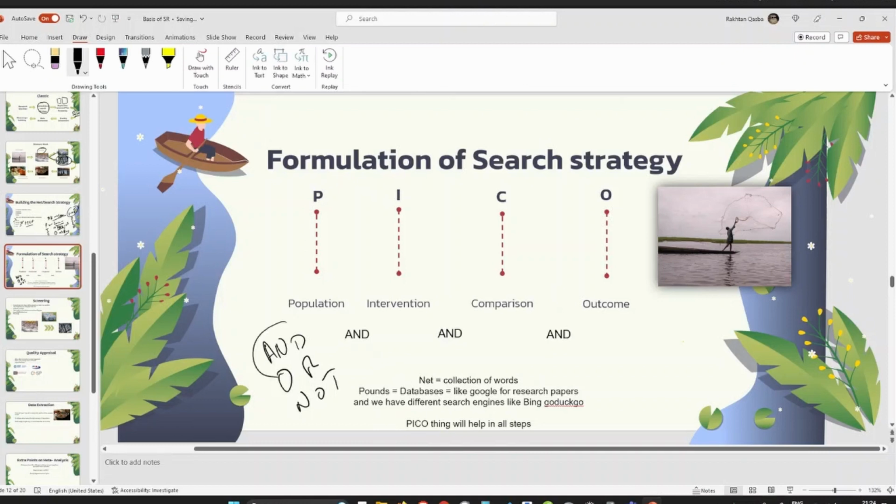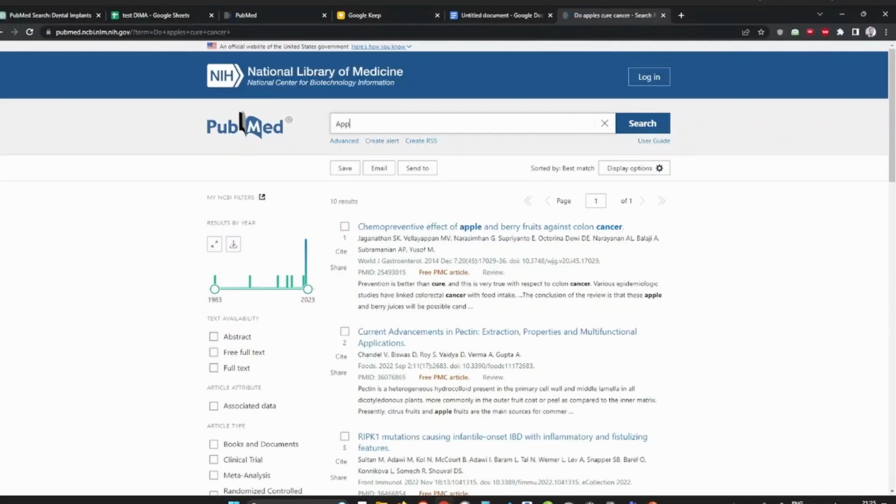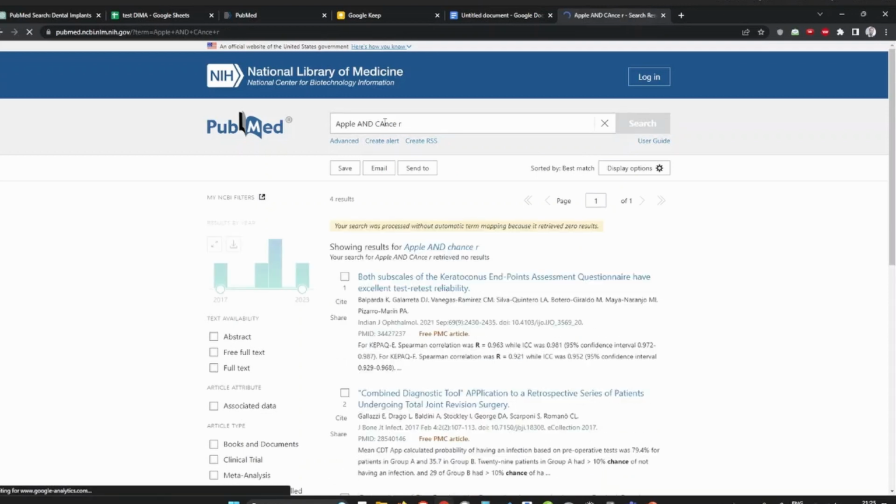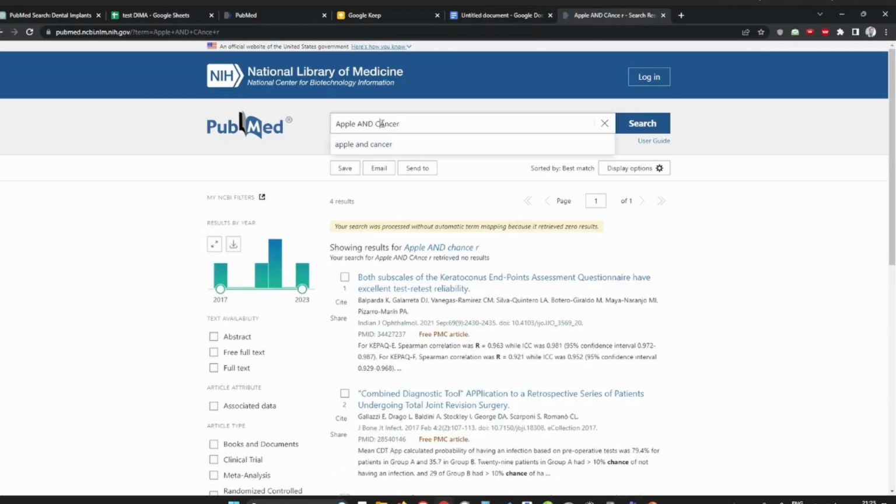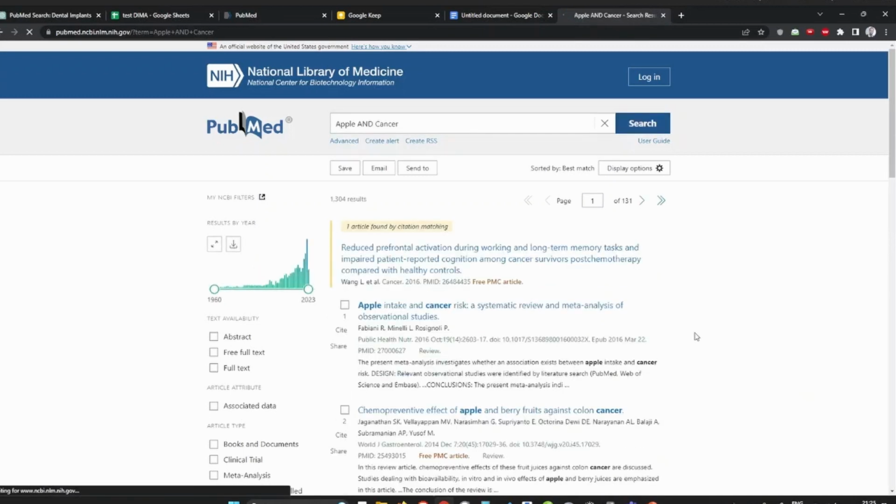So what AND will do, for example: I'm looking for papers which should have an apple word in there and a cancer word in there. I need to have both of these words somewhere in the paper. So I will use the AND function in between. If I go to PubMed, I will use apple AND cancer, so it will only give me papers which have both these words. You're seeing I'm getting around 300 results.